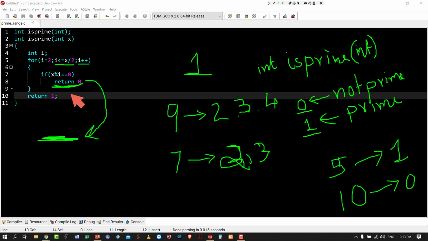So it will come out of the loop and execute the next statement. What is the next statement written here? Next statement is return 1. So when I give input 7, this return 1 will work. It will never execute this return 0. So return 1 means it is prime. Is it clear? If it is clear, please type C in the chat box.